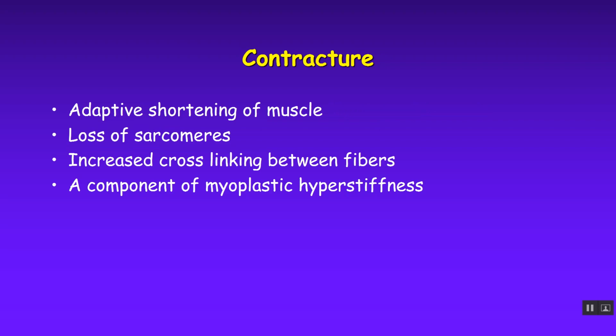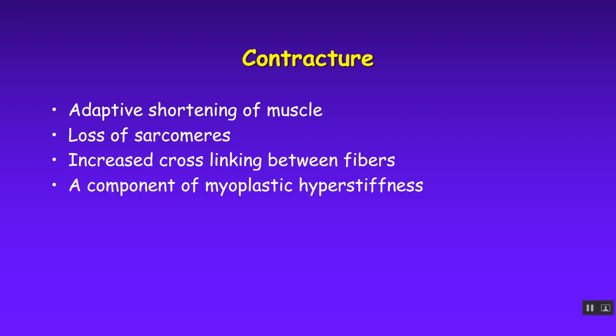Let's talk briefly about contracture. Most of your patients with upper motor neuron problems, or motor problems in general, because they're not moving their joints through normal range, often end up with contracture, both at the muscle and the joint. Okay, so you get adaptive shortening of muscle. If it's long term, you actually get loss of sarcomeres. You lose some of your muscle cells. You get an increase in cross-linking between the muscle fibers, so the muscle fibers kind of start sticking to each other, okay?